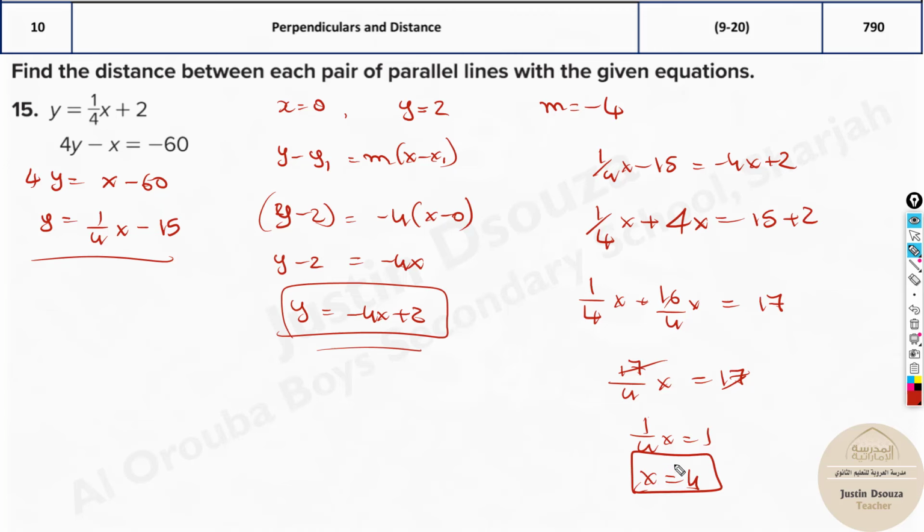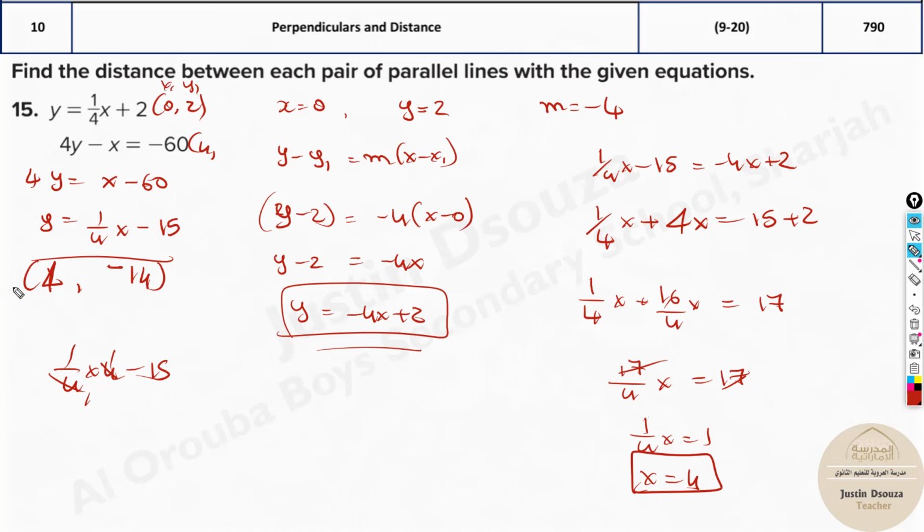So now that is basically the point of intersection for this line. See, over here it is (0, 2), right? Here it is 4, what is the y value? You substitute the x over here. Sorry, this is the equation, right? x is 4, we found out to be 4. What will be the y value? If x is 4 here, 1/4 into 4 minus 15: 1 minus 15, it will be negative 14. So the y value is negative 14.